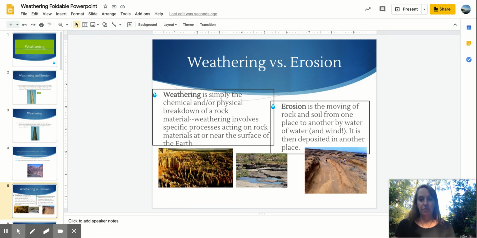Weathering is kind of going to be our focus, and that's really simply just the chemical or physical breakdown of rock material. And often it is slow, and it takes a lot of time. You can see that picture of the Grand Canyon. It was formed by physical weathering. There are two kinds that we're going to learn about.